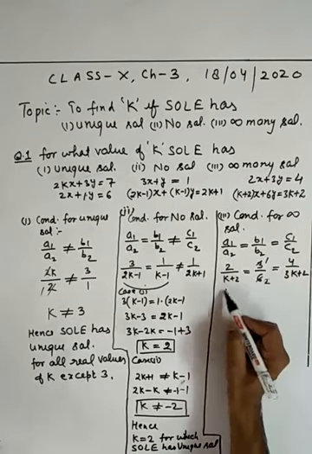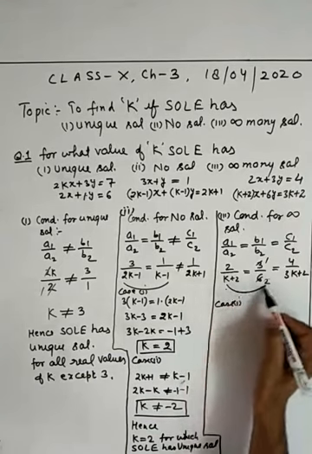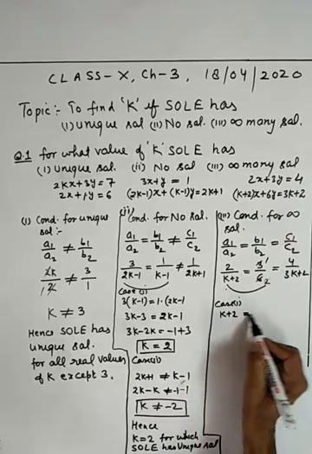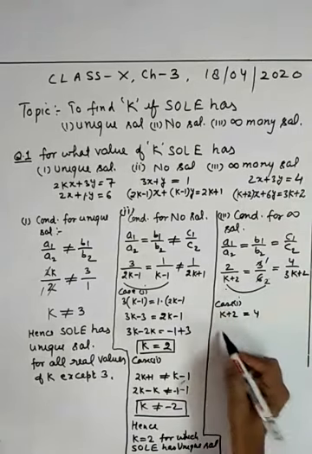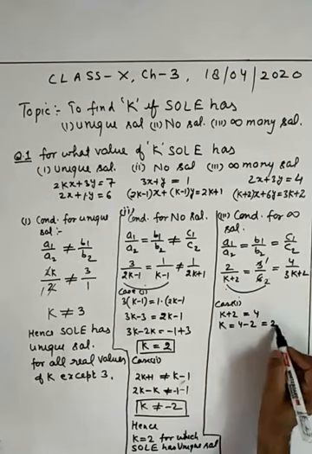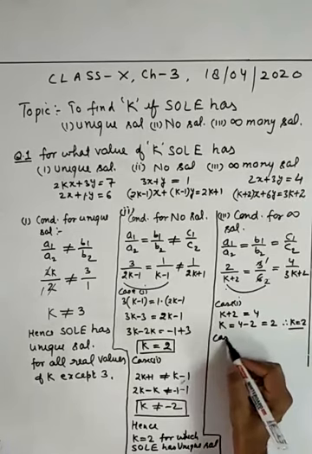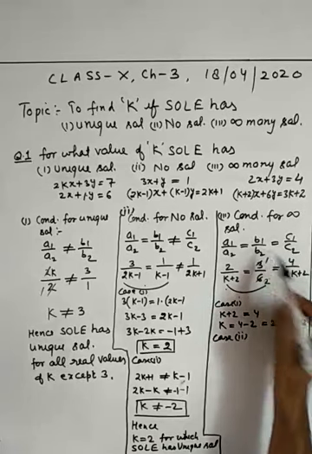Now case first. In case first, first cross multiply these two. k plus 2 equal to 2 times... 2 times 4 is... k plus 2 times 1 is k plus 2, 2 times... 4. So k equal to 4 minus 2, that is 2. Therefore, what value of k have we got? 2. Now case second. In case second we are taking these two.